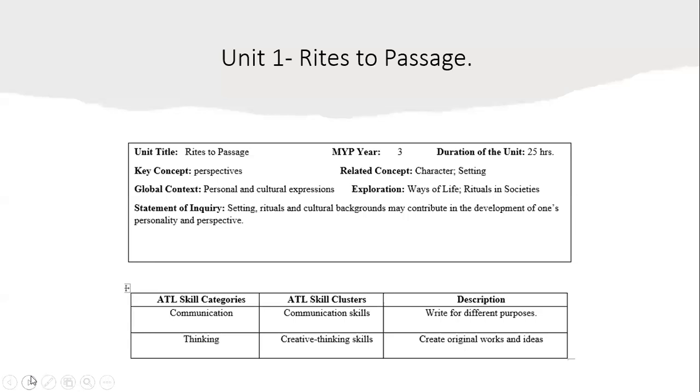The key concept for the unit is perspectives. We will investigate and explore diverse texts where perhaps the characters' perspective changes throughout an experience or a specific setting, which, as you can see, I've related directly to our related concepts, characters and settings. Moreover, not only will they change their perspectives, but also their personal and cultural expressions. It all depends on what the characters experience throughout the text, and we shall explore this in depth as we read the different texts in your book.